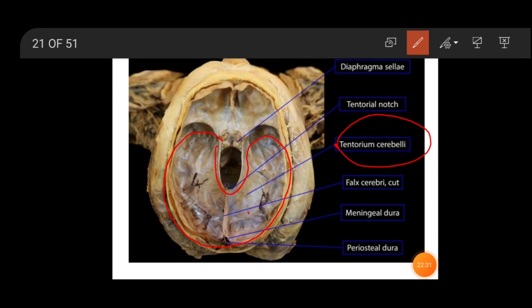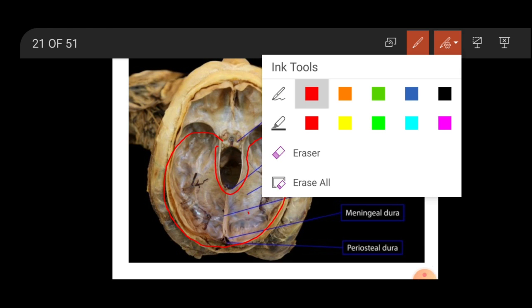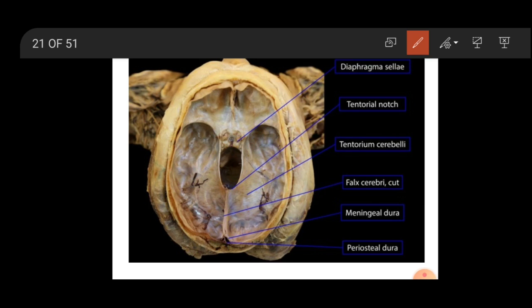Like the falx cerebri, where you have the attached margin and the free margin, here too you have the attached margin and the free margin. So this is the free margin, and that encircles the opening called the tentorial notch. This gap we call the tentorial notch, and the remaining part is the attached margin.